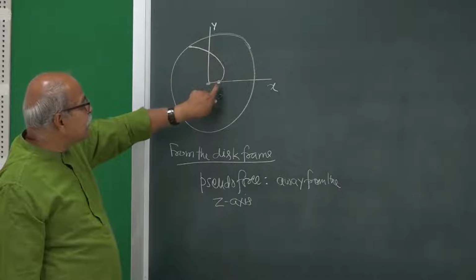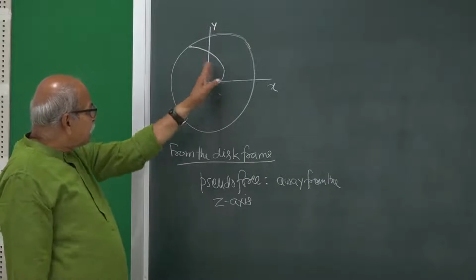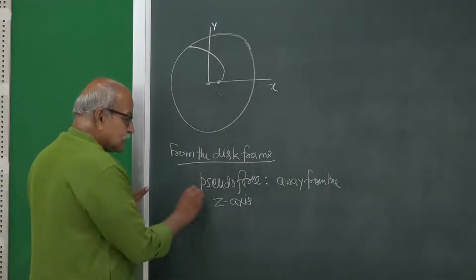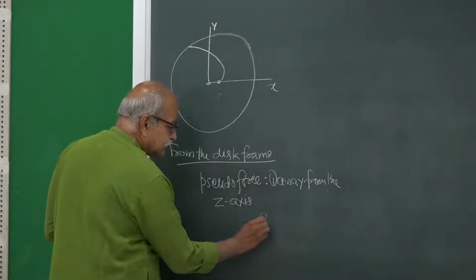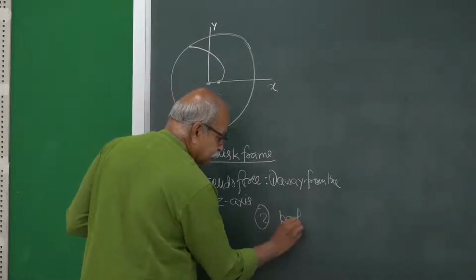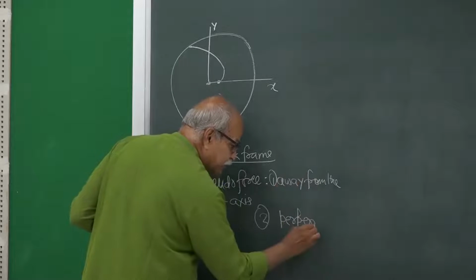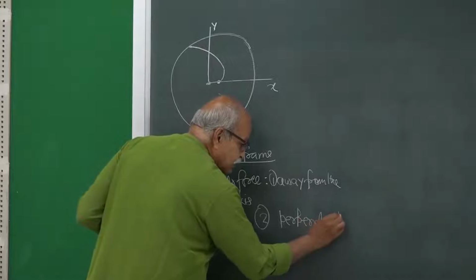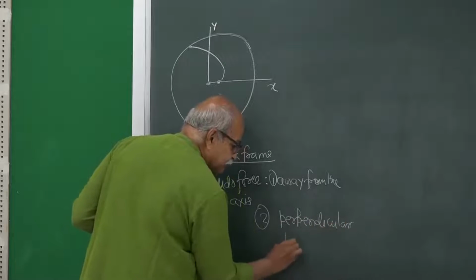So, there should be a force which is perpendicular to the velocity. So, this is one, and then the other is a pseudo force which is perpendicular to the velocity. At least a component should be there perpendicular to the velocity.